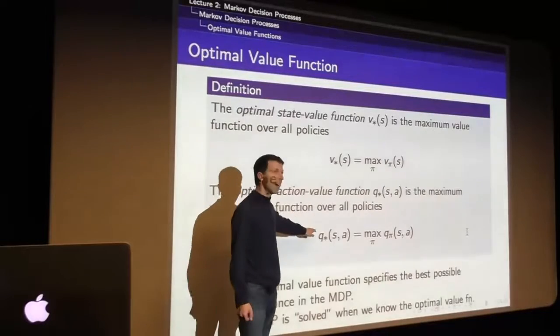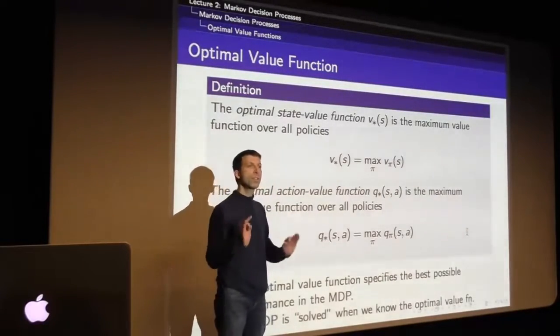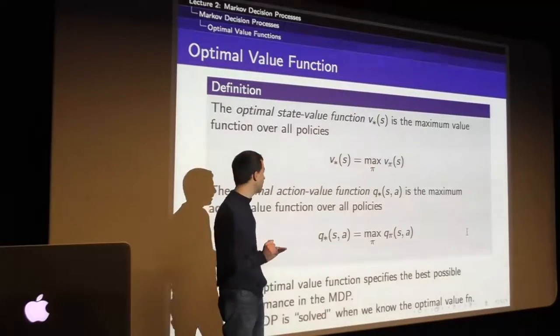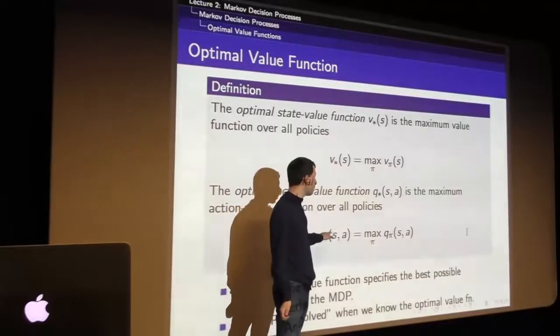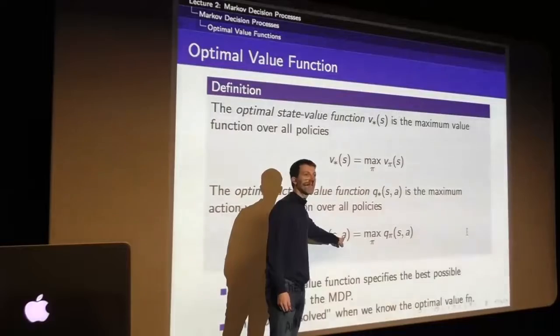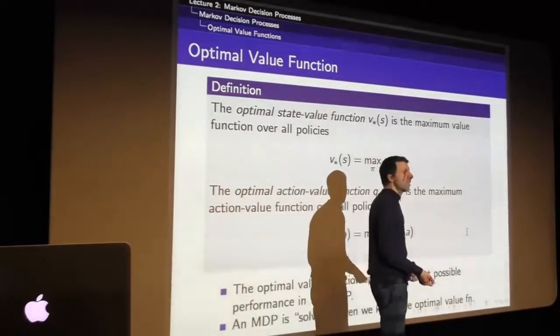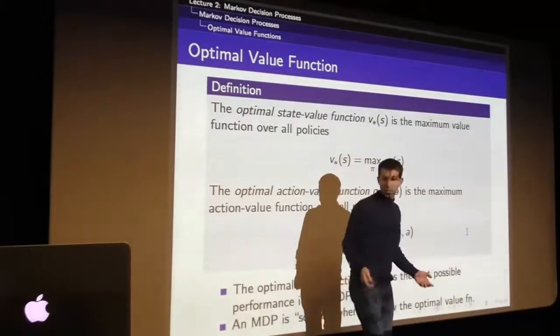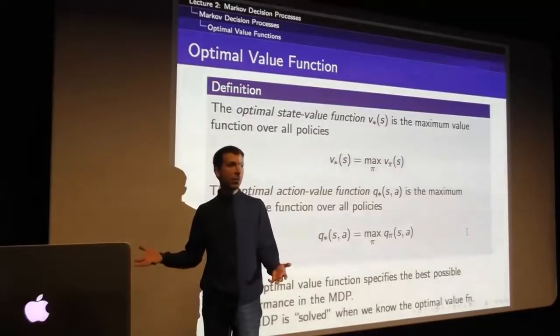What's really important about this is that if you know Q star, then you're basically done. If you want to know the optimal way to behave in your MDP, what would you do? Well, if someone told you the maximum possible amount of reward you could get over all policies, given every action that you might take. So this is basically telling you, under all different ways you could behave, if you go left, you might get 70 units of reward. But under all different policies, if you go right, you can get 80 units of reward.